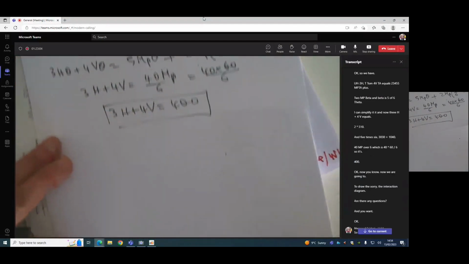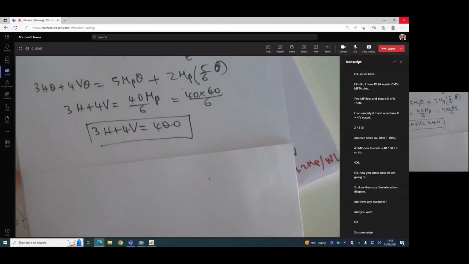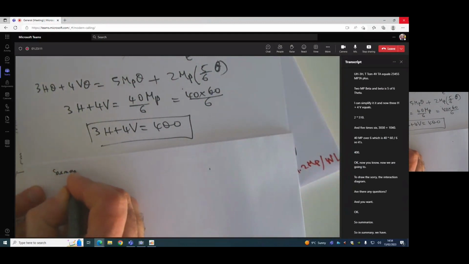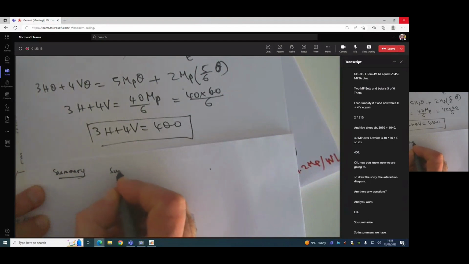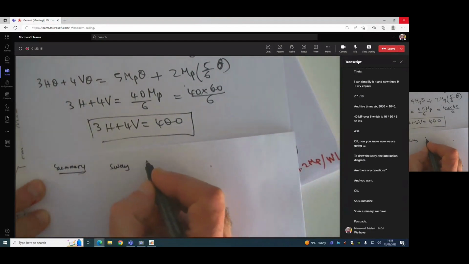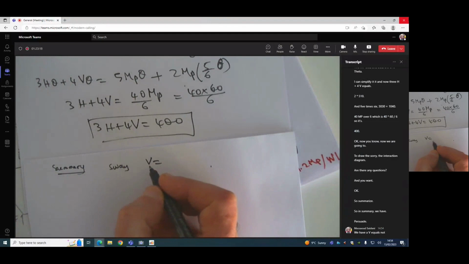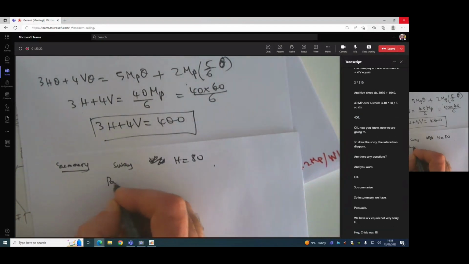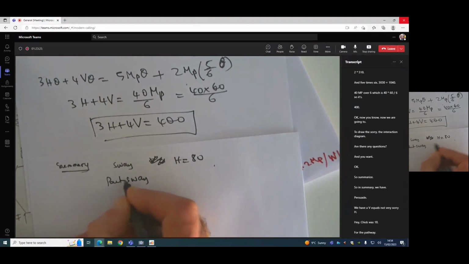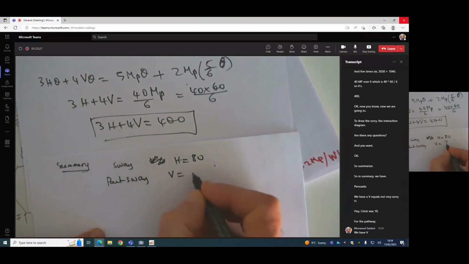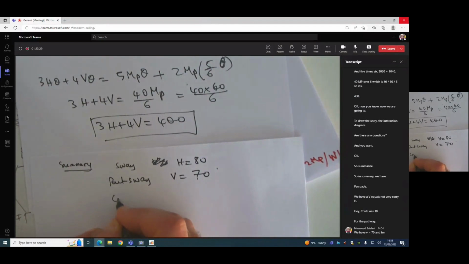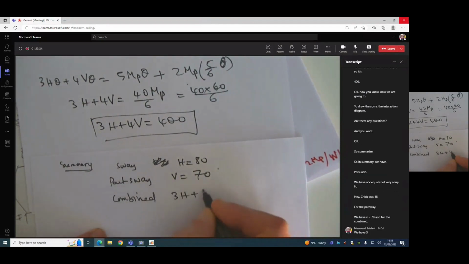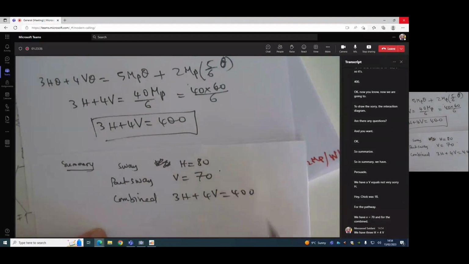So, to summarize. For sway, we have H equals 80. For the part sway, we have V equals 70. And for the combined, we have 3H plus 4V equals 400.